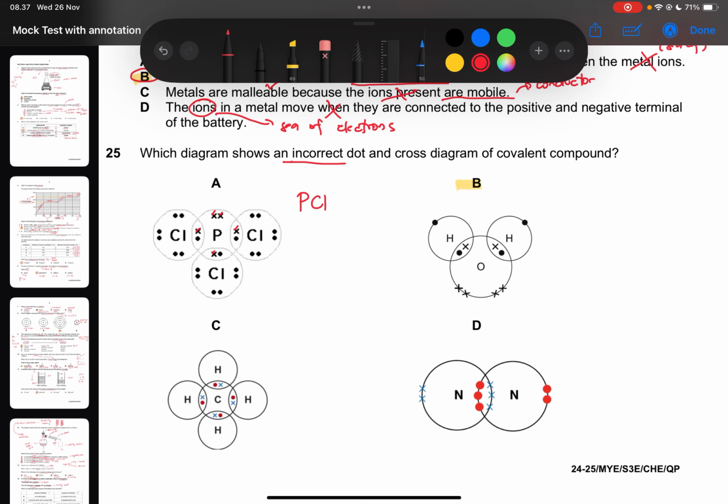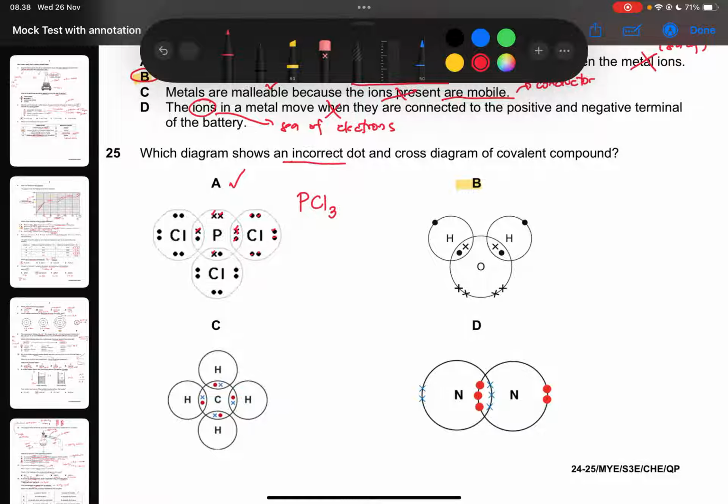And then we have 3Cl, so the name here is phosphorus trichloride. Chlorine is in group 7, so there should be 7 dots. 1, 2, 3, 4, 5, 6, 7. So all of them have 7 dots. So the valence electrons are correct. But then after the bonding, after the sharing, you will see that they will all complete 8 electrons in the outer shell. So this is correct.